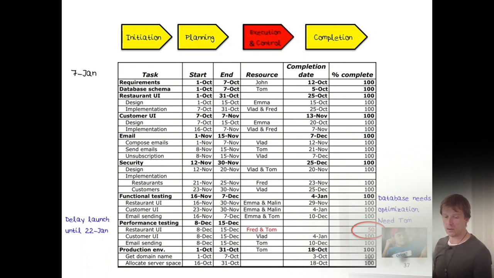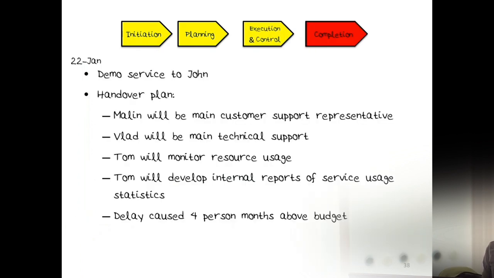7th of January. Well, now everything is done, but it turns out that there are some performance issues with the restaurant UI. So the database needs some optimization. So we delay it another week. And on the 22nd of January, we demo it to John. The handover plan is that Malin will take care of customer support, Vlad will be technical support, Tom will monitor resource usage, and Tom will also develop some internal reports for service usage statistics. So we know the usage of this. We know how many people are using it, how many restaurants are using it, whether people get the emails, etc., etc.